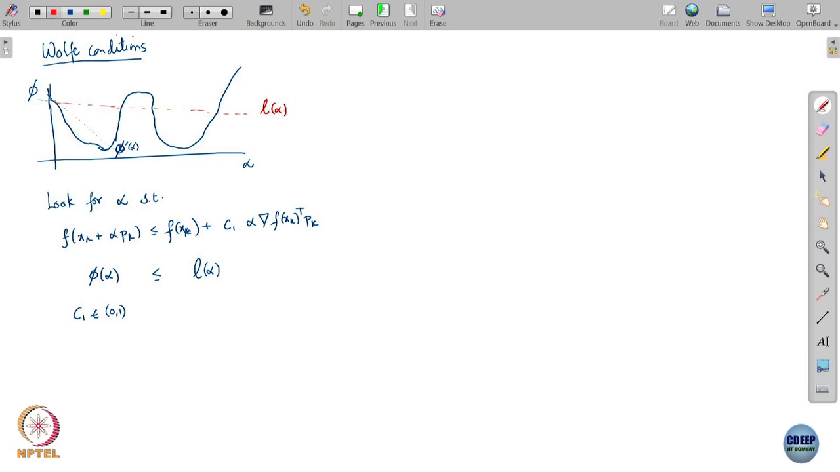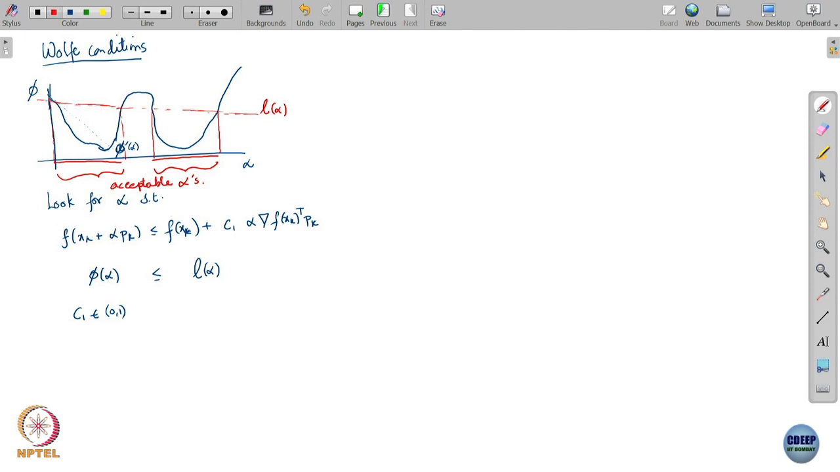So, this is L of alpha. This line here, the red line that I have drawn, that line is actually L of alpha. And what is this condition saying? The condition is saying that we should look for an alpha such that the function phi lies below L of alpha. So, the acceptable alpha according to this condition then become this interval and this interval. These become the acceptable values of alpha.